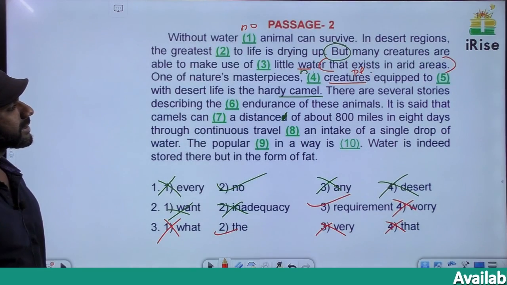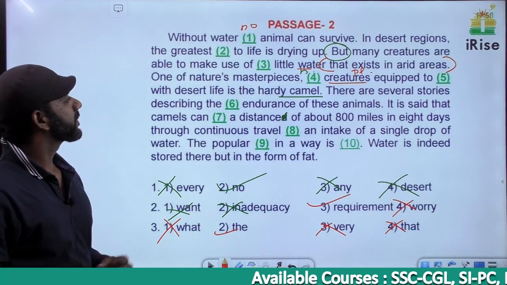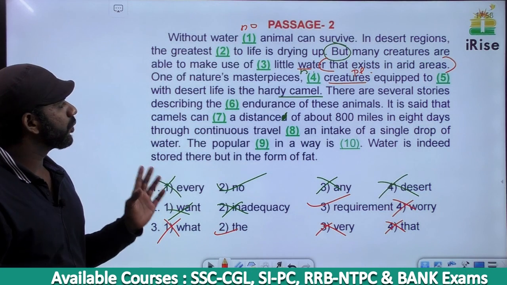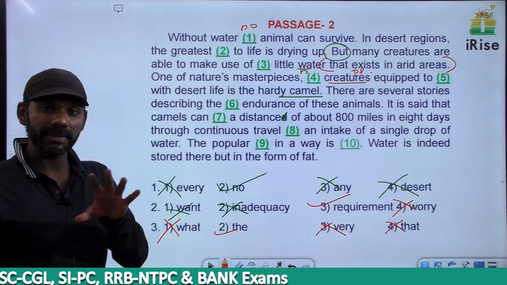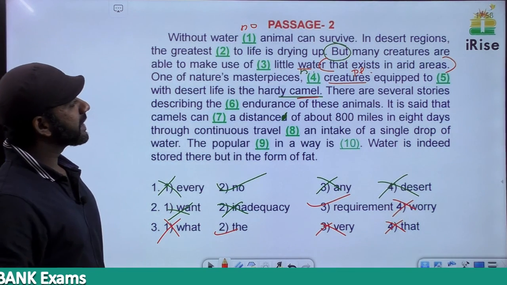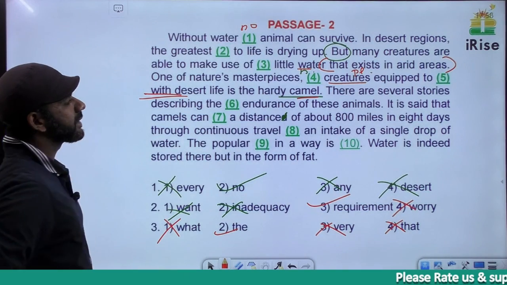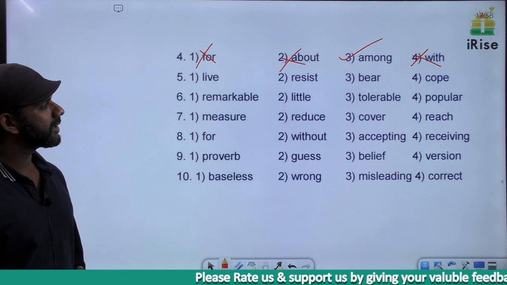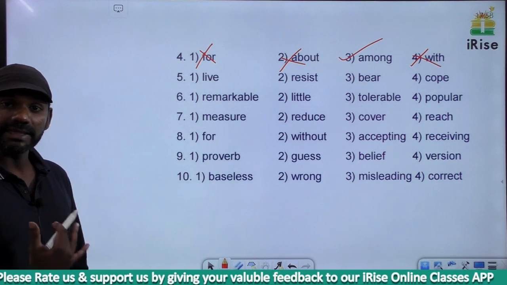We have one more blank in the same sentence. We'll fill that blank as well. Then we'll see whether the sentence makes sense or not. One of nature's masterpieces among creatures equipped to dash with desert life is a hardy camel. We're talking about many creatures, and among the many creatures, one creature is a hardy camel. The options are live, resist, bear, cope.